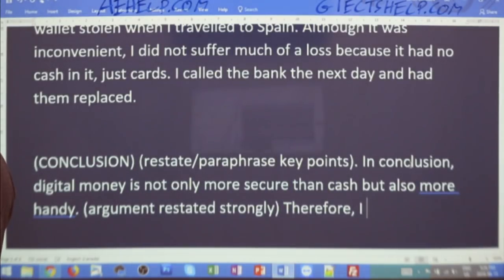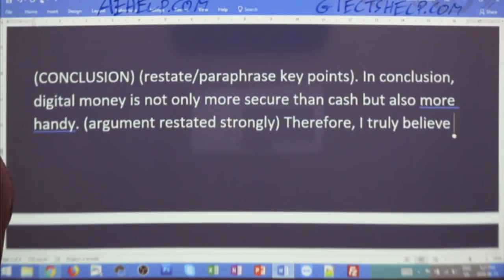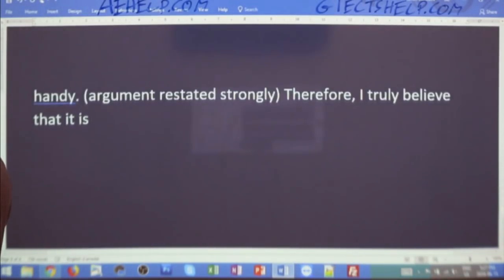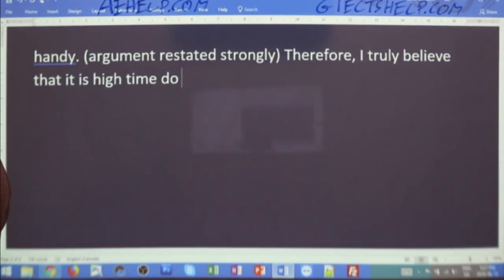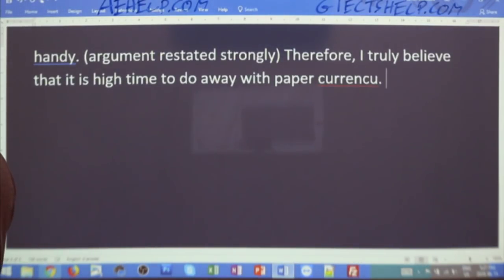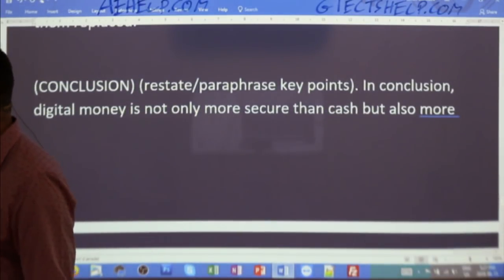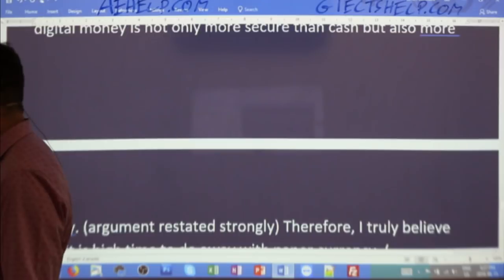Therefore, I truly believe that it is high time to do away with paper currency. Okay? And then, what's the last part of your conclusion? So in conclusion, digital money is not only more secure than cash, but also handier.